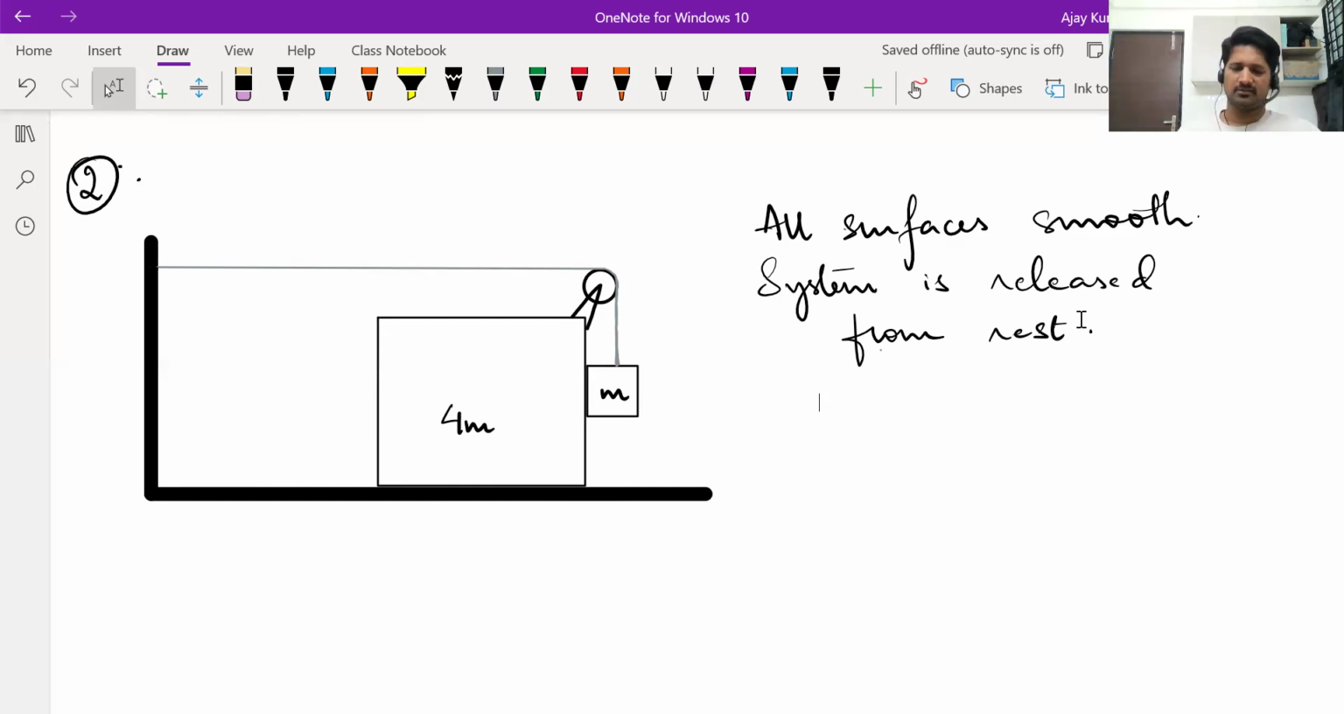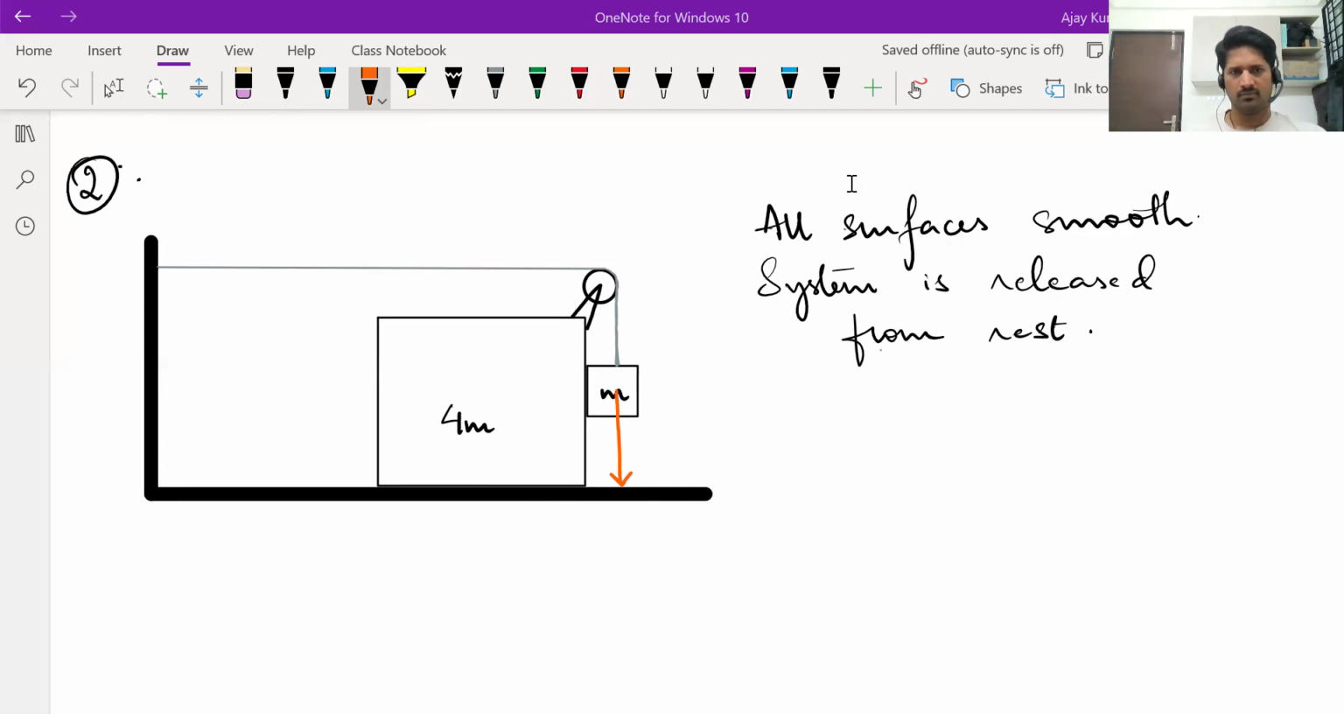Okay, I want to confirm. So are you all saying the block will follow this path till it hits the ground? Yes, sir. Okay. Aishwarya, what do you say? So the same.